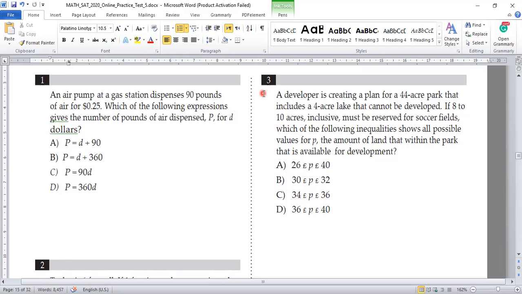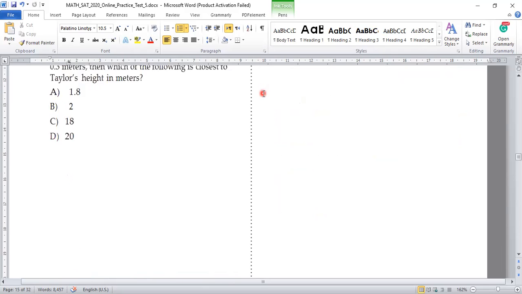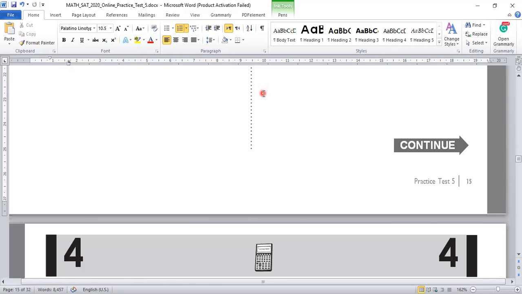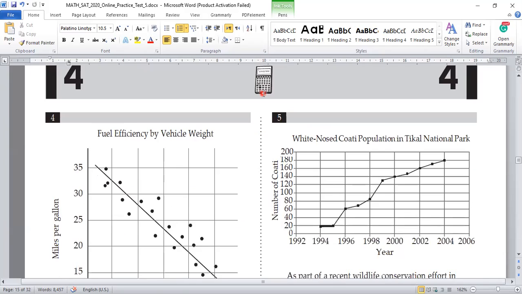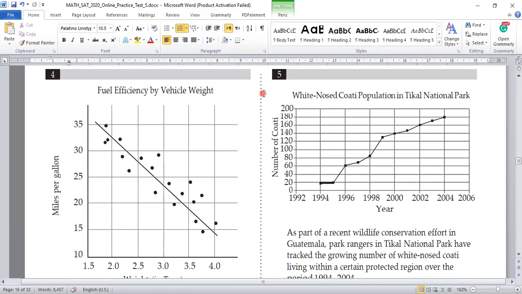If 8 to 10 acres inclusive must be reserved for soccer fields, okay, so it's C, it's C. Anyhow, just mark this C against question number 3, and we are moving to question number 4. So here the calculator is being allowed. Fuel efficiency by vehicle weight.